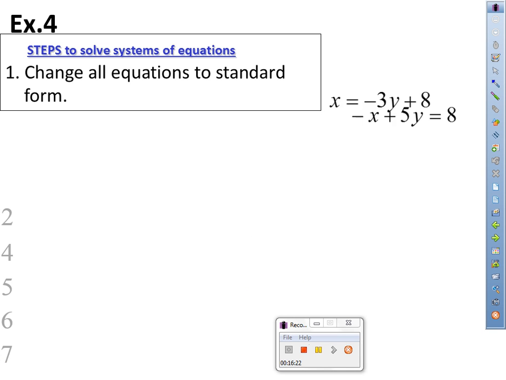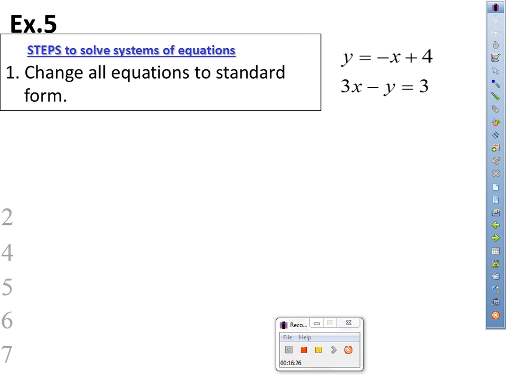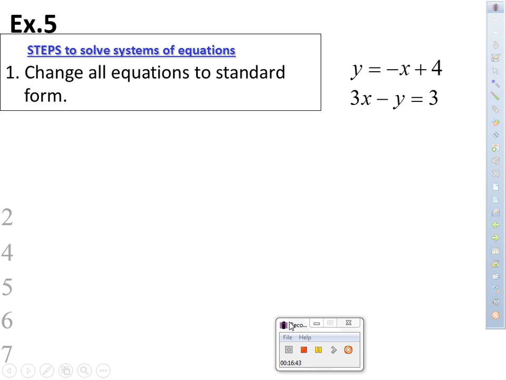Number 5. Copy this one. y equals negative x plus 4, and 3x minus y equals 3. Solve that one, please. See if you can go a little bit faster now that we already got the process. Go.